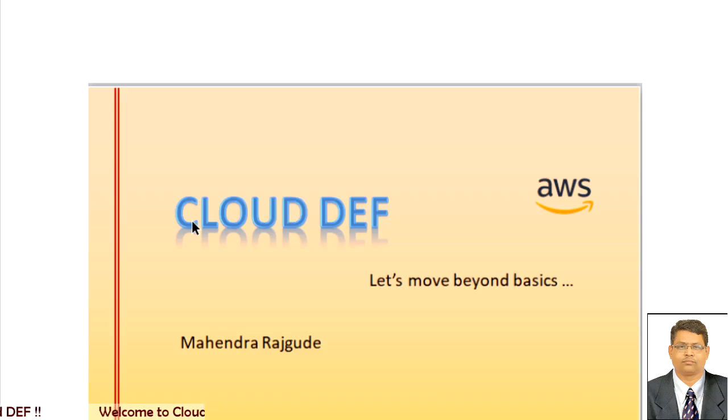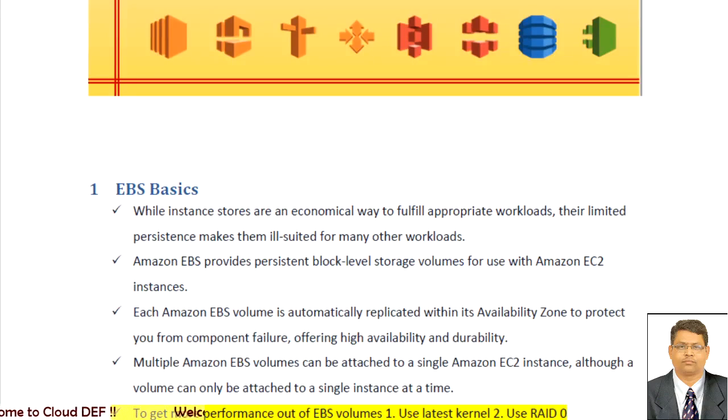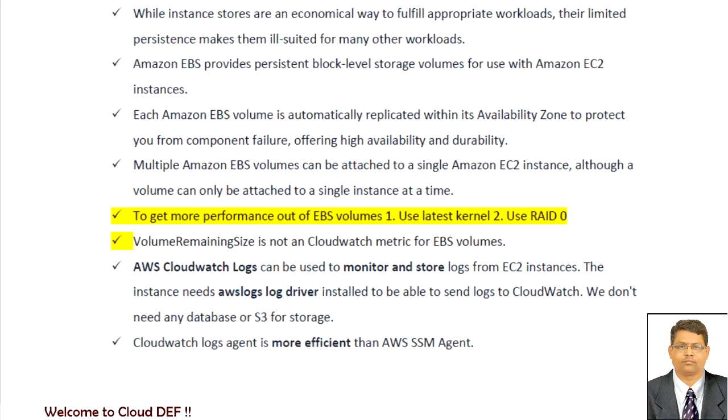1. EBS Basics. While instance stores are an economical way to fulfill appropriate workloads, their limited persistence makes them ill-suited for many other workloads. Amazon EBS provides persistent block-level storage volumes for use with Amazon EC2 instances. Each Amazon EBS volume is automatically replicated within its availability zone to protect you from component failure, offering high availability and durability. Multiple Amazon EBS volumes can be attached to a single Amazon EC2 instance, although a volume can only be attached to a single instance at a time.